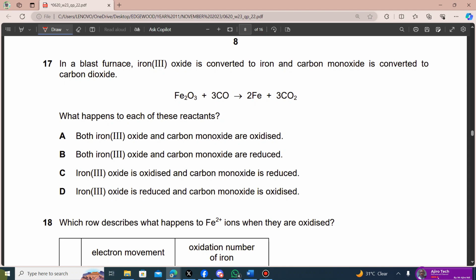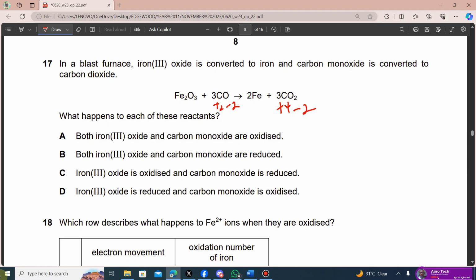All right, let's see. In the options, look at carbon dioxide. Is it reduced or oxidized? In carbon monoxide, carbon is +2 and oxygen is -2. But when we get to carbon dioxide, carbon is +4, oxygen is still -2. So in this case, carbon has an increase in oxidation number, so carbon has been oxidized.